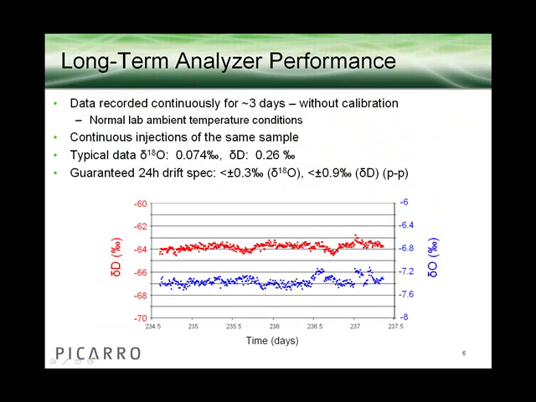To take a further look at long-term performance, here is a suite of data collected over 3 days, again without calibration. The measured results from continuous injections of the same sample provided typical precision for delta-18O of 0.074 per mil and delta-D of 0.26 per mil. Data like this in turn provides us at Picaro with sufficient confidence to guarantee our instrument drift performance.